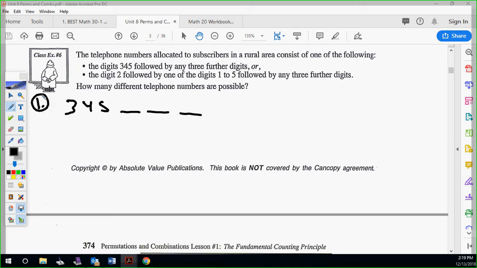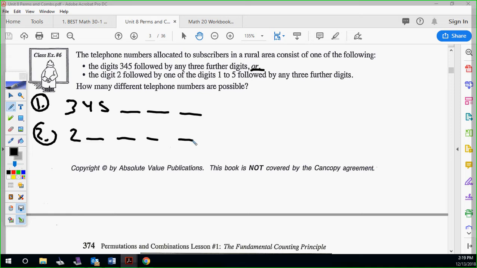Or the second option, the digit 2 followed by one of the digits 1 through 5, followed by any 3 further digits. Yes, this one's shorter. No, it just means anything. It's talking about further digits. It means like the digit place. So they're saying 3, 4, 5, and then the further digits, like farther, are any digit. Yeah, so the 5, the more than 2, that doesn't matter, okay?